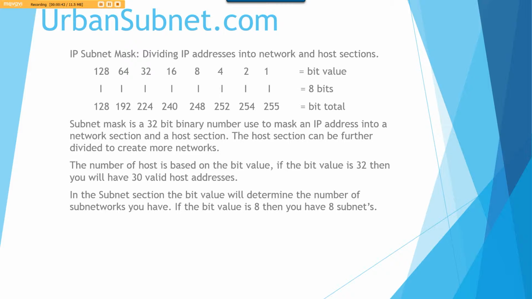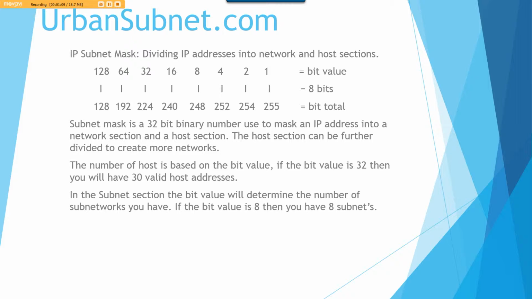Now the class A network was the largest network, and it had a subnet mask of 255.0.0.0. So in that network there were 24 bits available for the host section, which gave us more than 16 million hosts on a class A network. That's the default class A.